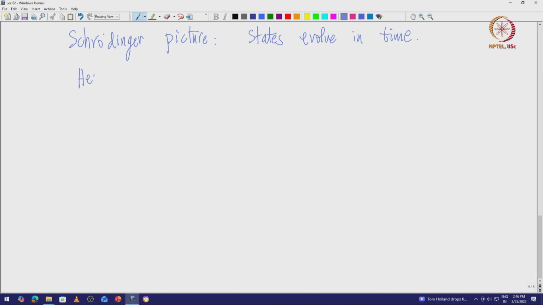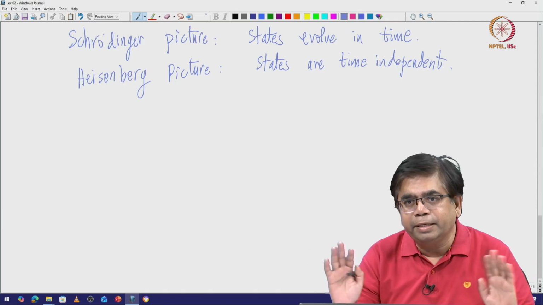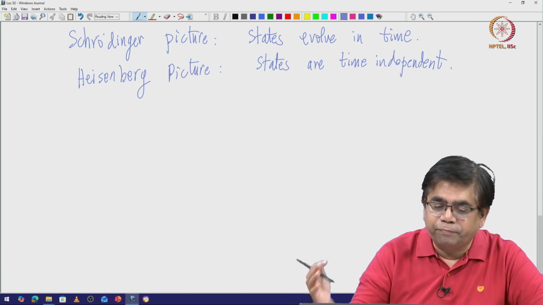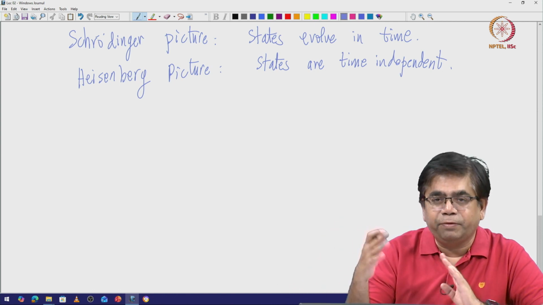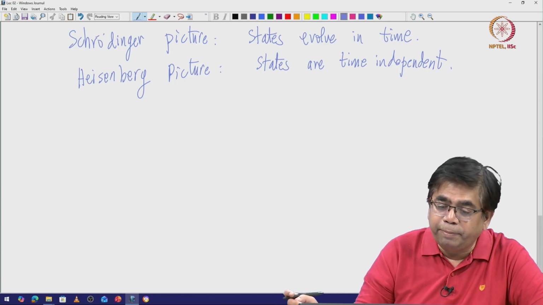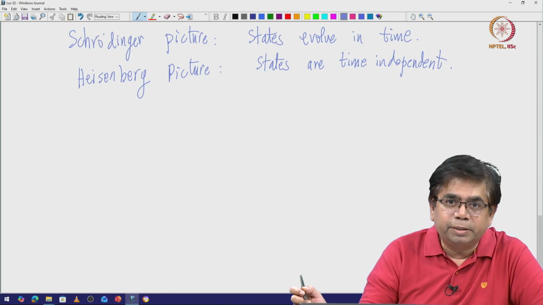In the Heisenberg picture, states are time independent. So they do not really evolve in time; they are rays in some vector space, essentially. So you move from one state to another. In the Schrodinger picture it is like wave functions, so the wave functions evolve in time. In the Heisenberg picture the states are time independent, but the operators evolve in time.